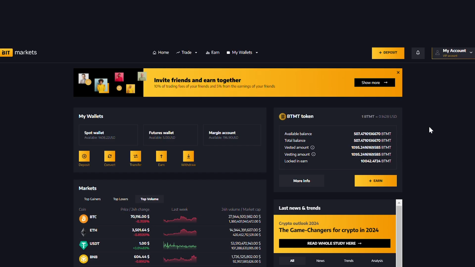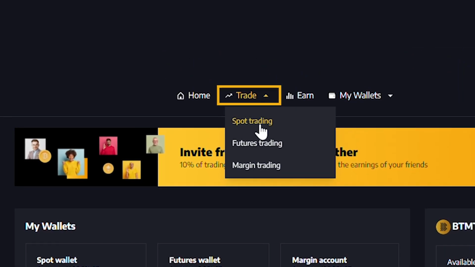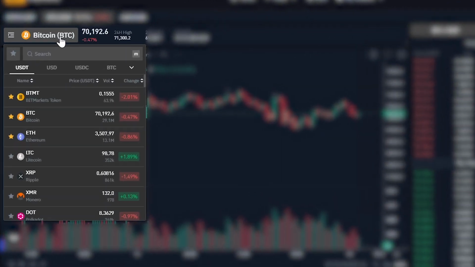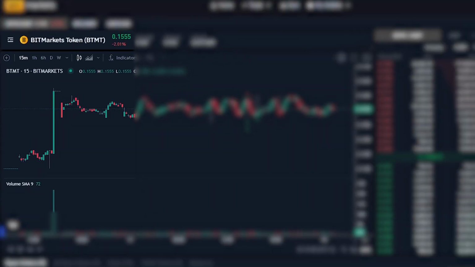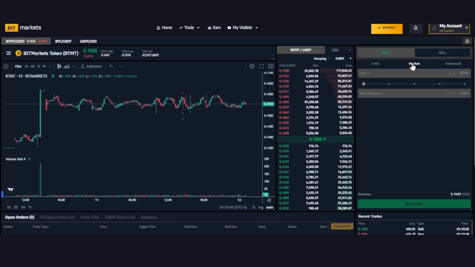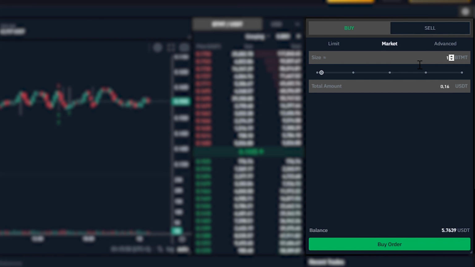If you wish to trade BTMT, head over to our spot trading platform, which can be found in your trading portal. Find the coin bar, search for BTMT, and select the trading pair of your choice. To simply buy or sell BTMT at the current market price, toggle the market order option. Next, decide on the amount of BTMT you wish to trade, or the equivalent value in the currency used to trade BTMT, and initiate the order.